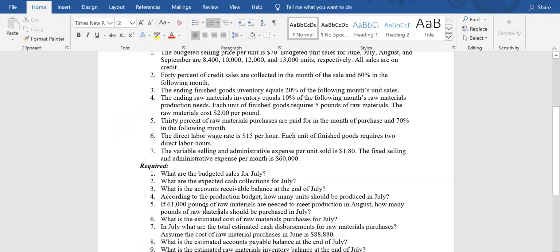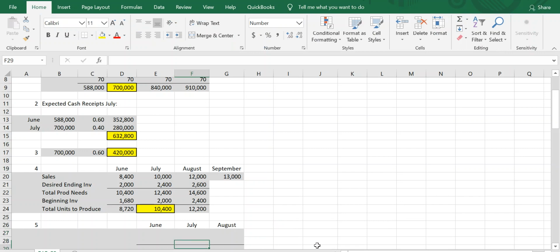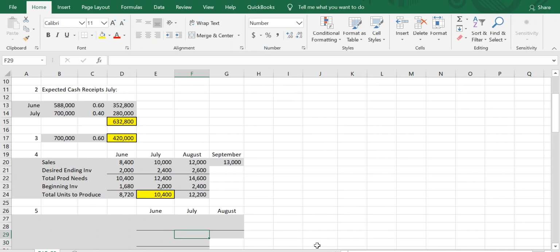Number 5 on this schedule says if 61,000 pounds of raw material are needed to meet production in August, how many pounds of raw material should be purchased in July? Well, so 61,000 pounds are needed to meet production in August. So let's go back to the calculation then, and we're going to look at this, and we're going to say, okay, what do we need? Well, in number 5, we have the required units to produce.